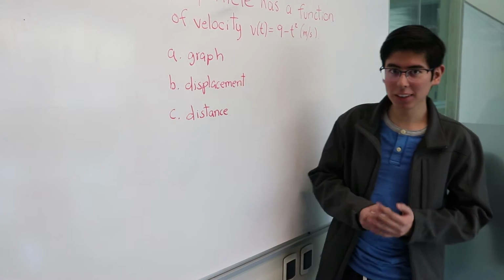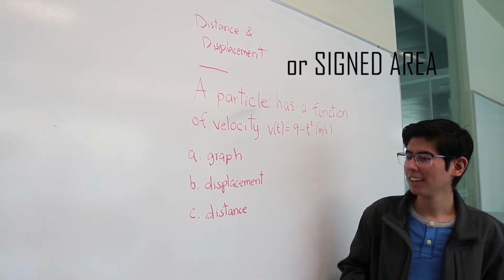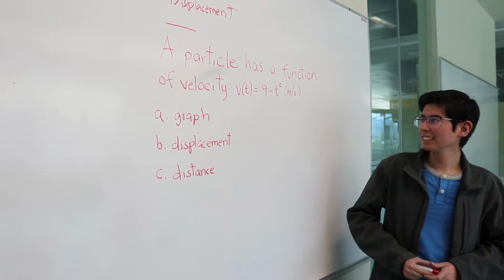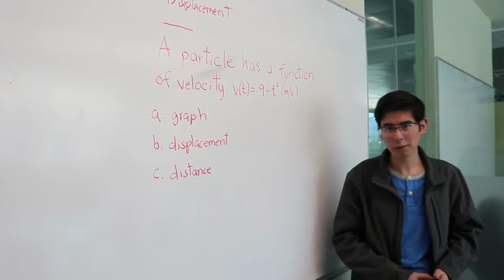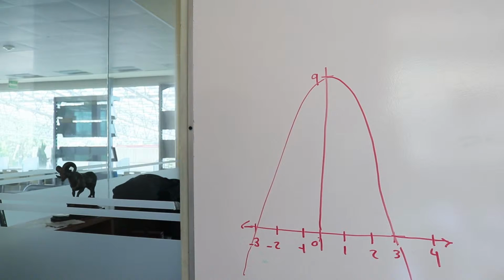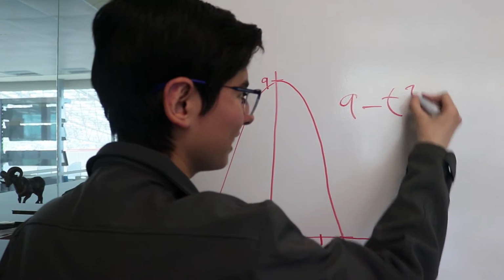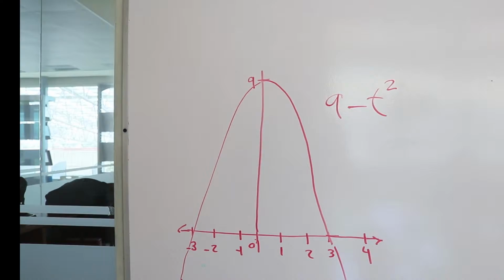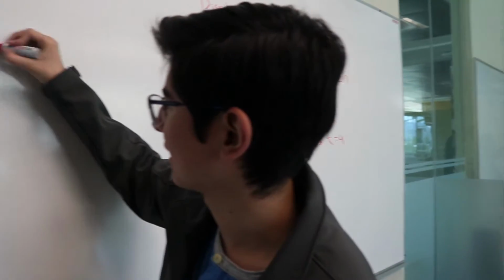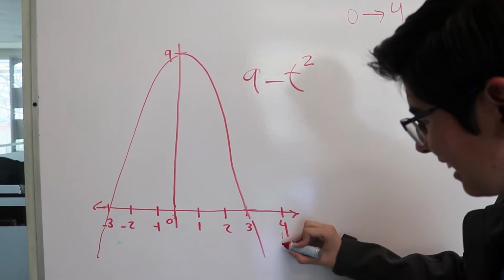Okay, so as a part of the definite integrals, we have distance and displacement. Well, here is a little problem. The problem says that we have to sketch the graph and find the displacement and the distance of the particle. Okay, so here is the graph of the function 9 minus t squared. Okay, so we are using the interval from 0 to 4. Okay, and let's mark the limits.